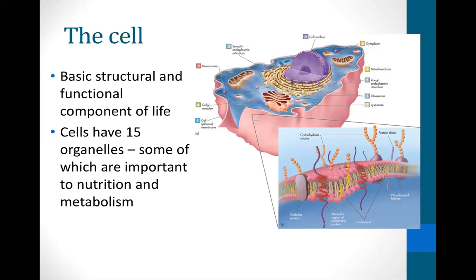The cell. So the cell is the very basic structure of our body and really the basic structure of all life. And living organisms have many different kinds of cells. In the human body, all of the cells have very similar features, and they have different organelles, or almost like organs of the cells. And we're going to talk about some of the organelles coming up.